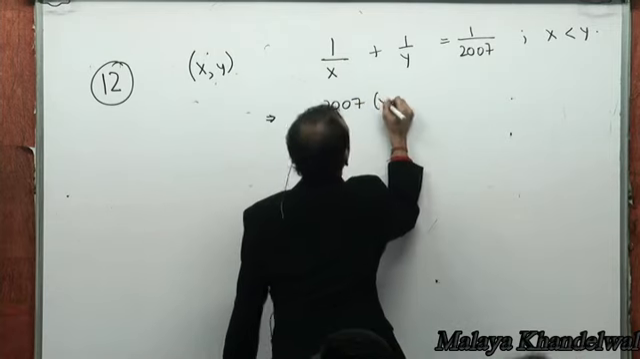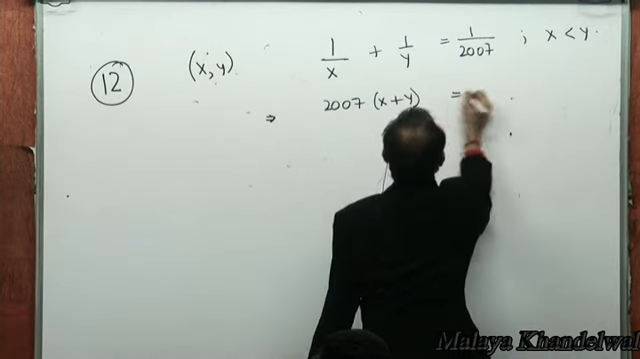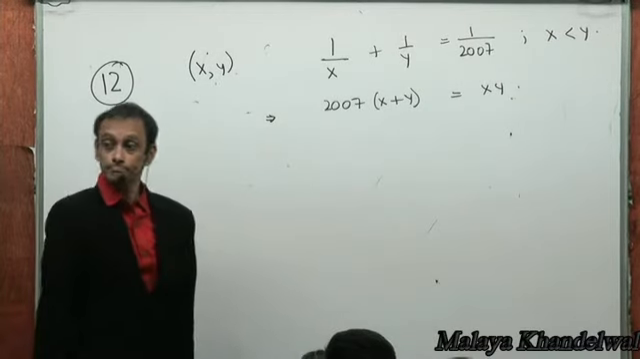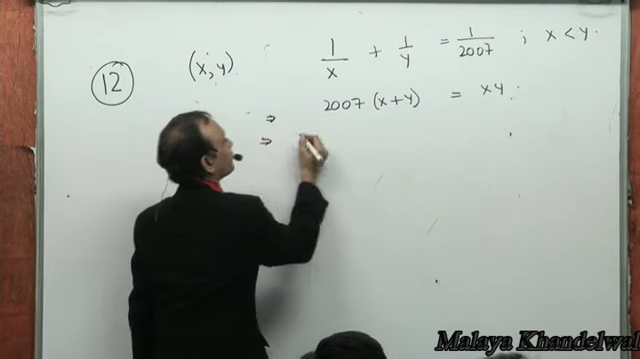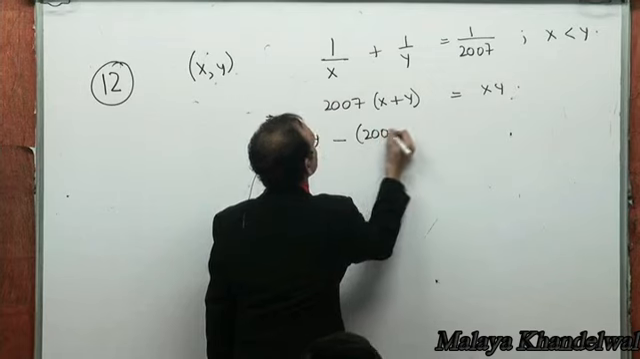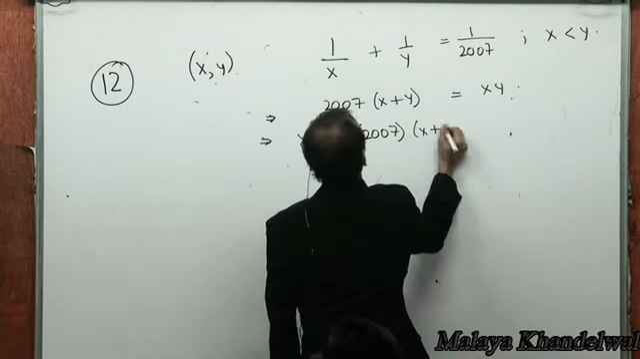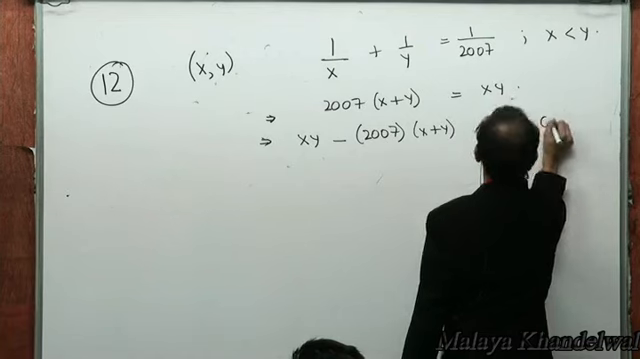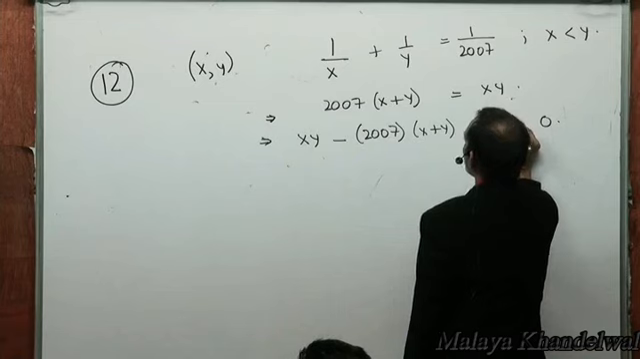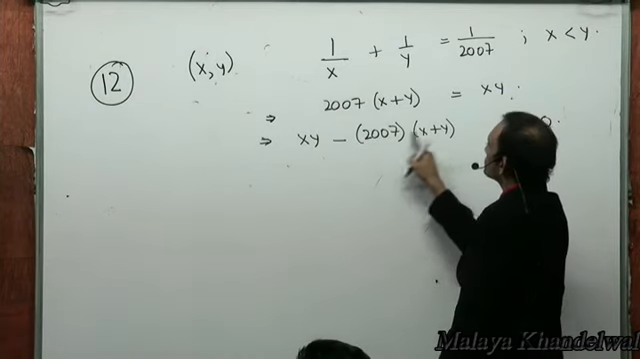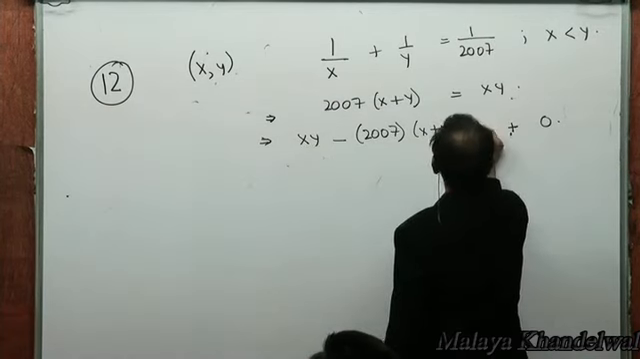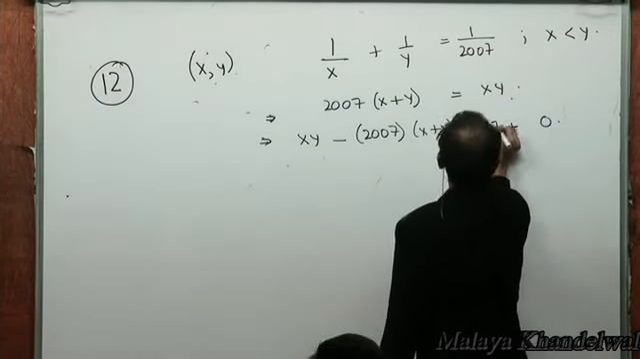So this is 2007 x plus y equals xy. Yes or no? Or xy minus 2007 x plus y equal to 0. Now think of it: sum of the roots, product of the roots, to convert it into a factor.